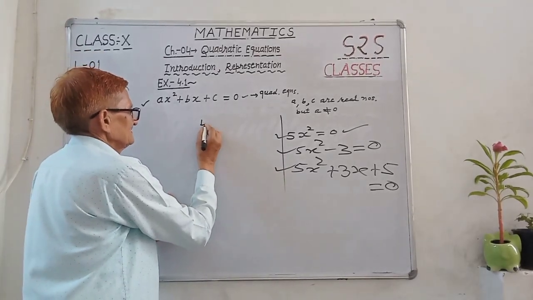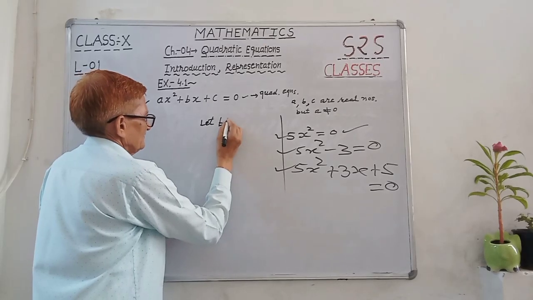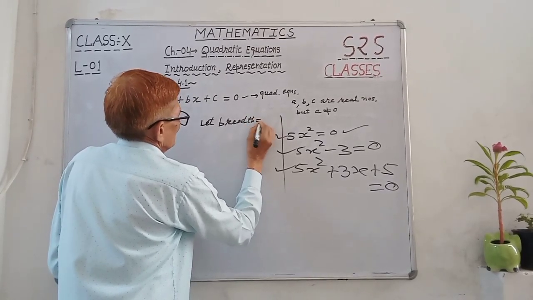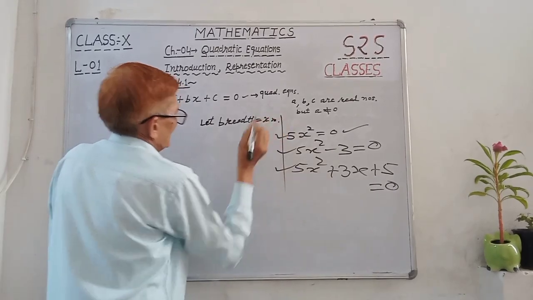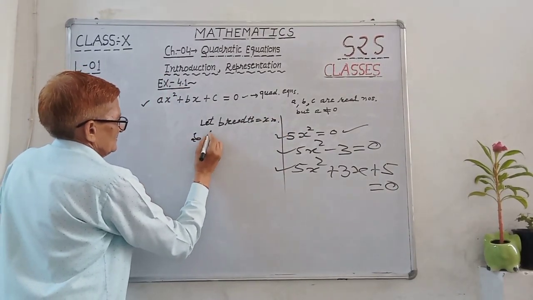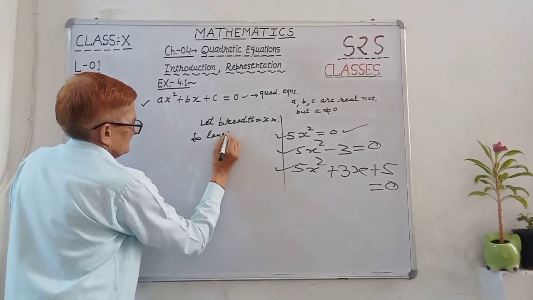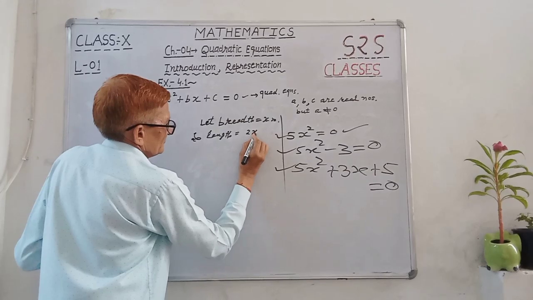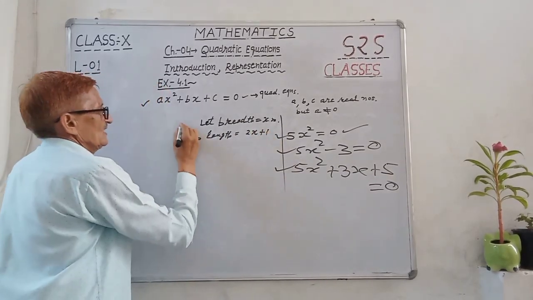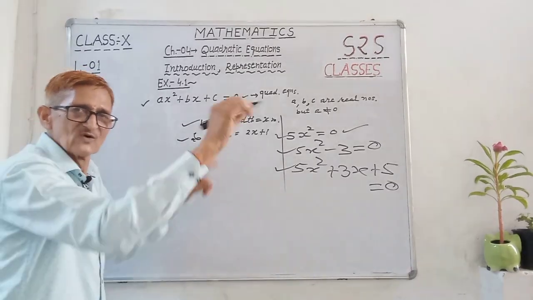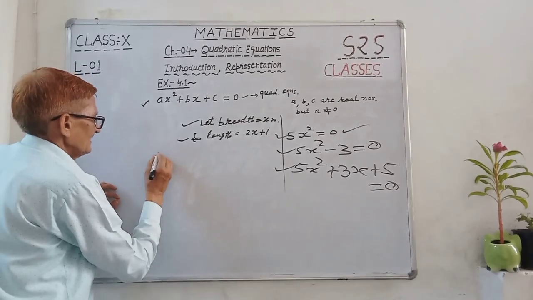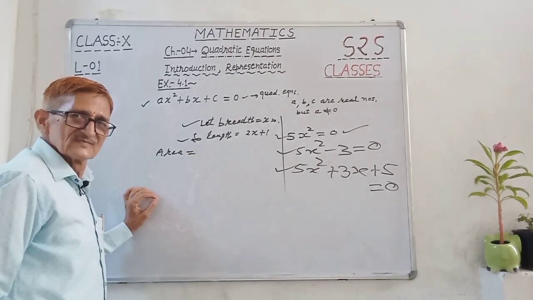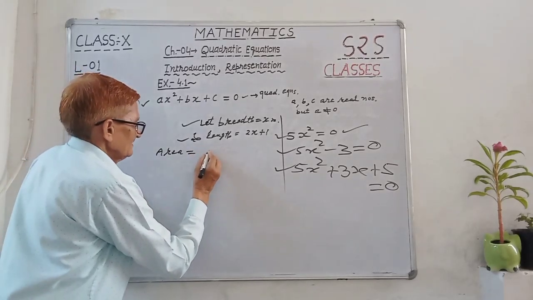So for this example, let breadth is equal to x meter. Let breadth be x. So length will be equal to twice of this breadth and 1 meter more, that is 2x plus 1. So these are length and breadth. The situation is that the area of that hall should be 300 square meter. Then area is equal to, it is a rectangular hall, length and breadth, that means L into B.